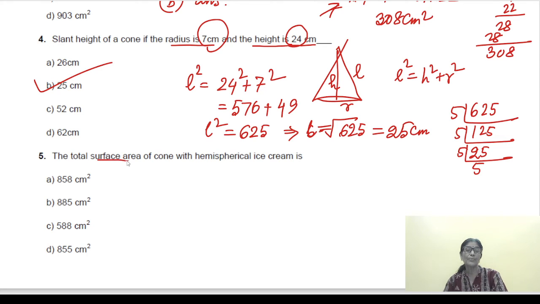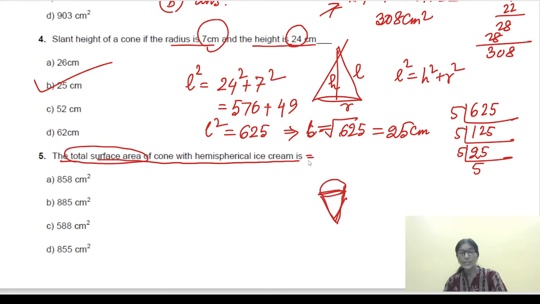The total surface area of a cone with a hemisphere ice cream is given in options. So the question is about a combination of solids, one hemisphere and one cone. When you need the total surface area and it is a combination, just remember it will be the curved surface area of both. So curved surface area of cone plus curved surface area of hemisphere.